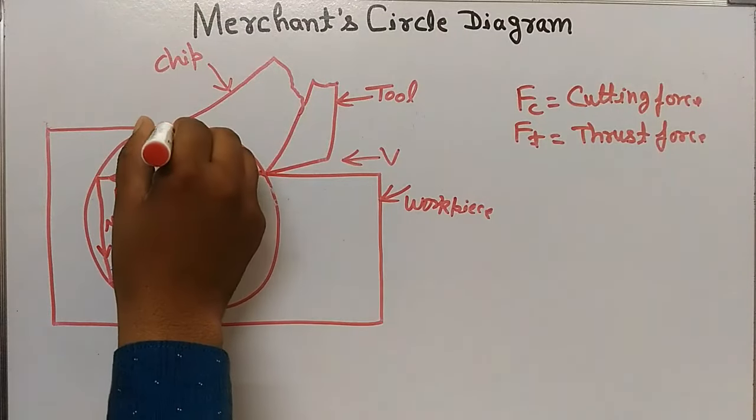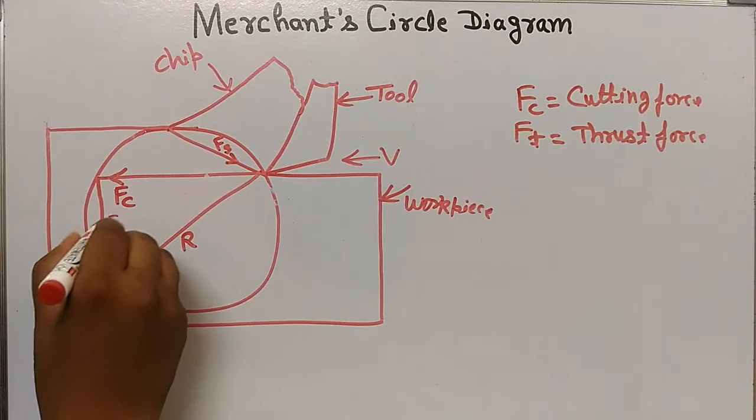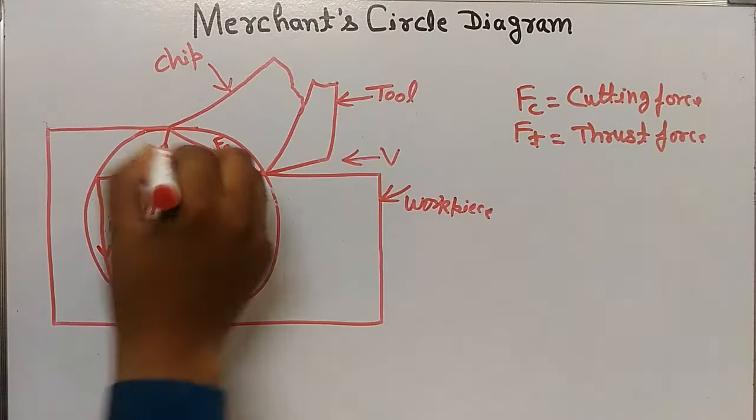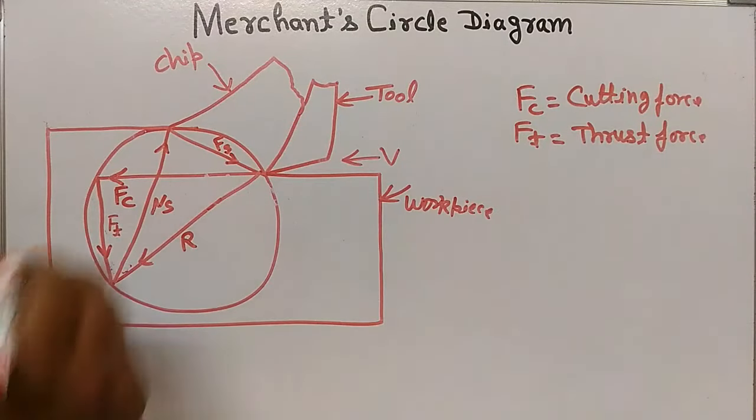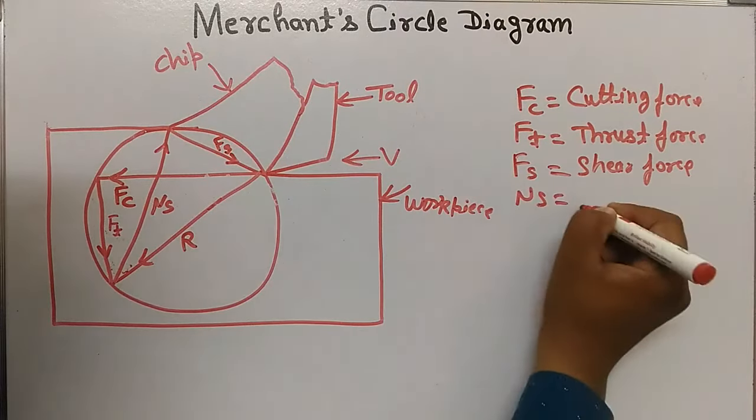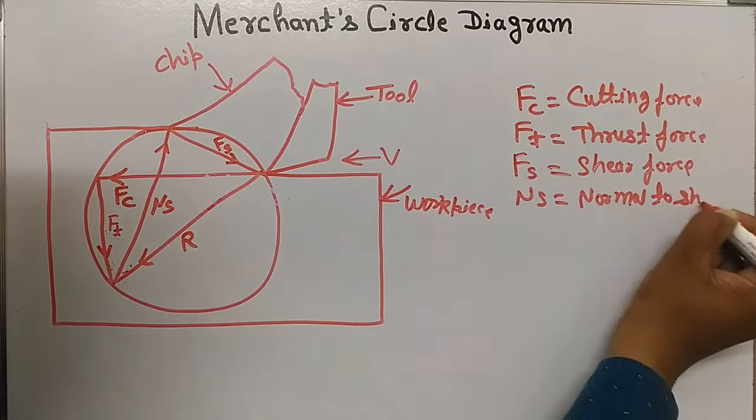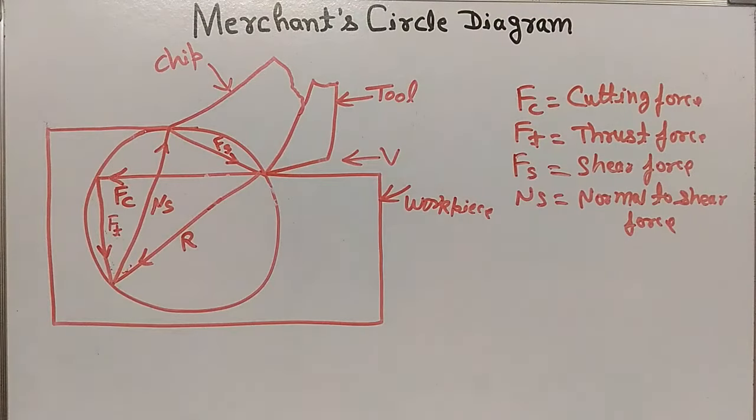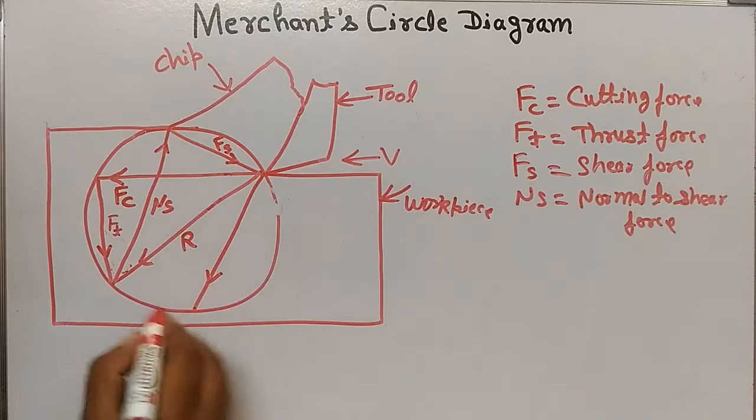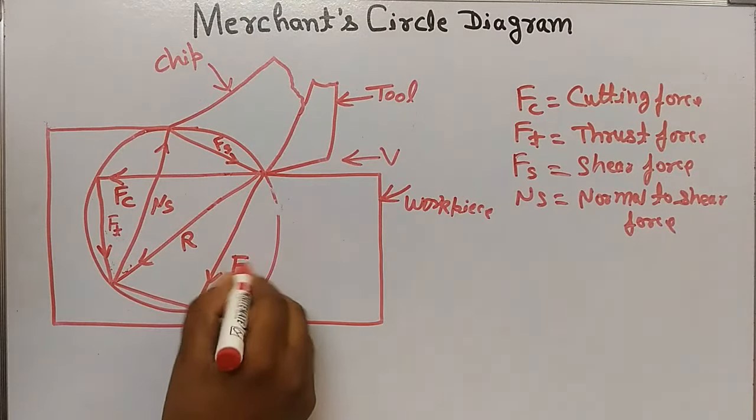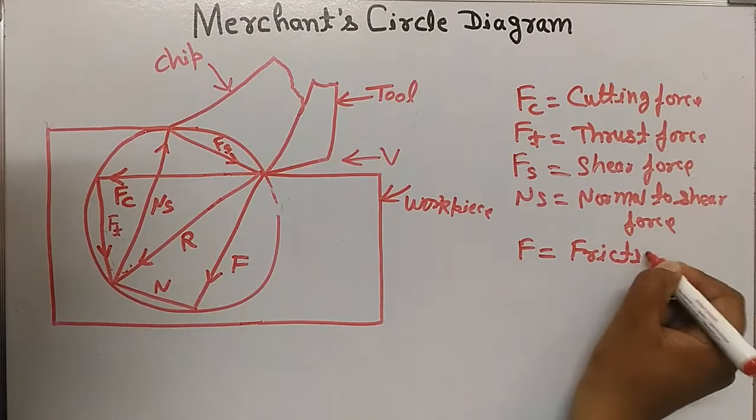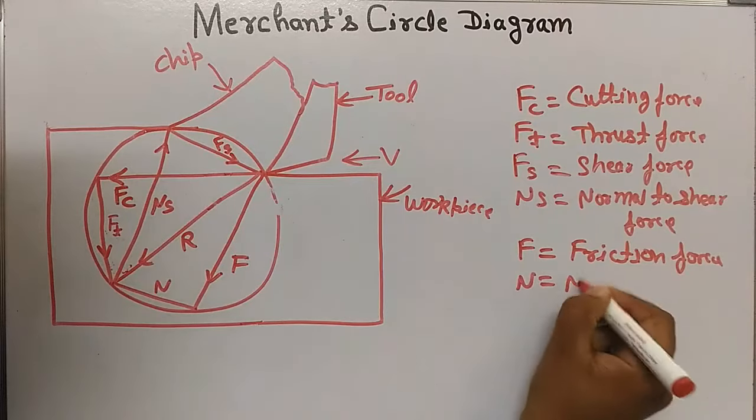This is Ft, and this is NS, normal to shear force. NS is the normal to shear force. Fs is shear force, NS is the normal to shear force. And this is friction force, and this is normal to friction force, F and N. F is friction force, N is normal to friction force.